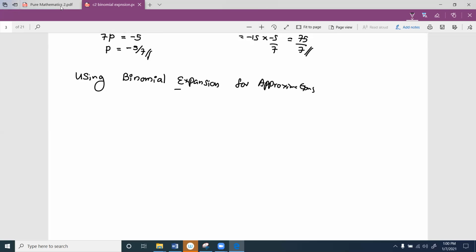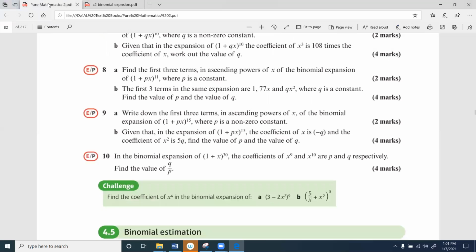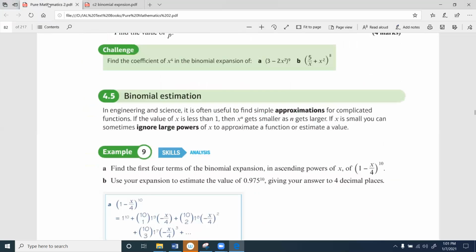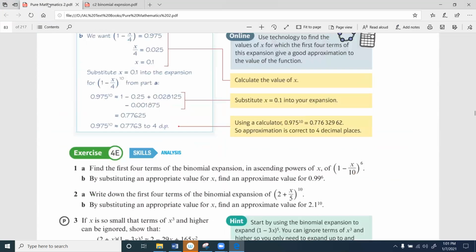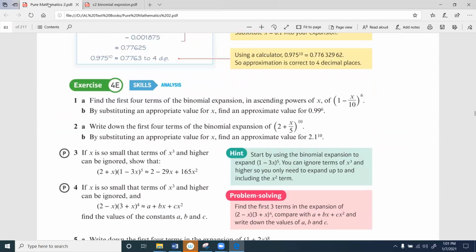So they might give you, if you come up with exercise 4e, this example only, you just check with the example, and you will come up with this type of question. The first four terms of a binomial expansion of (1 minus x over 10) to the power 6. By substituting an appropriate figure for x, find the approximated value for 0.99 to the power 6.